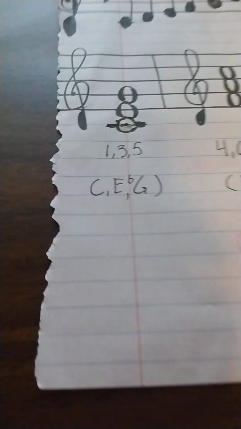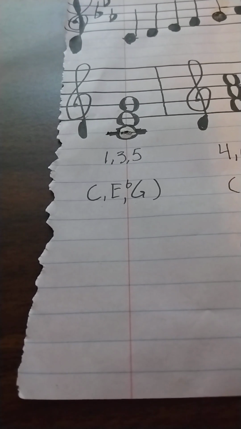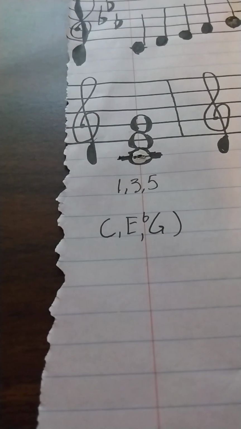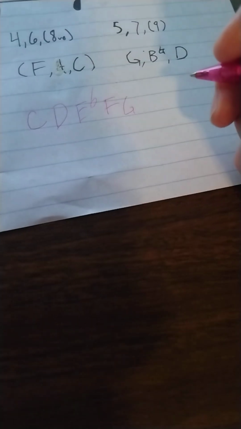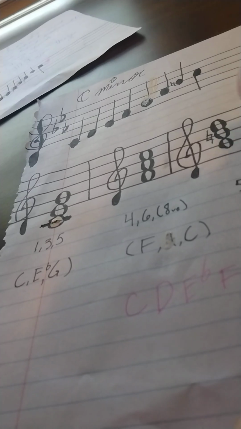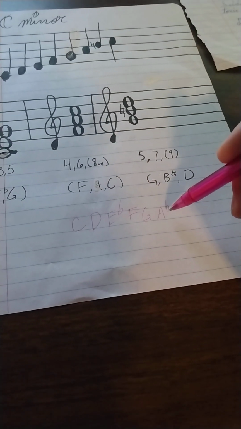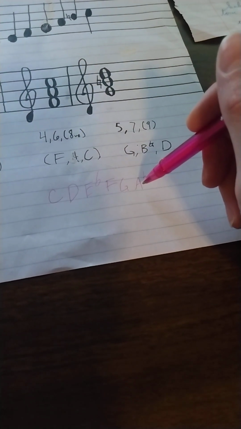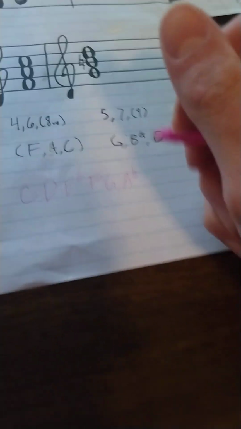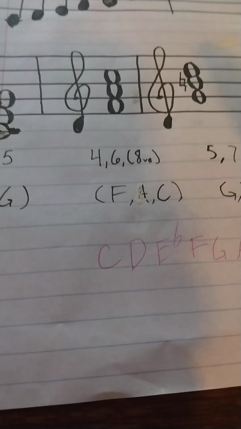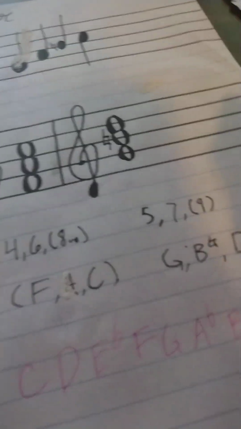Okay, so we have C, and then a whole step to D, a half step to E flat, a whole step to F, a whole step to G, a half step to A flat, and then this would be B natural, because we've raised the seventh, and then we're going to go back to C by a half step.